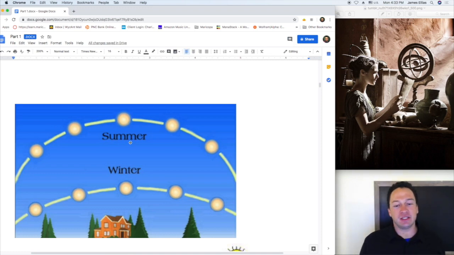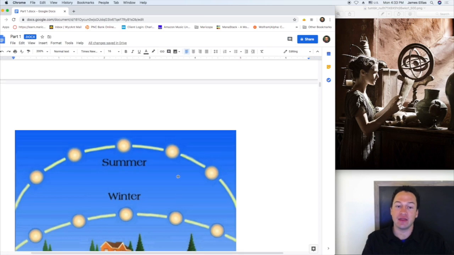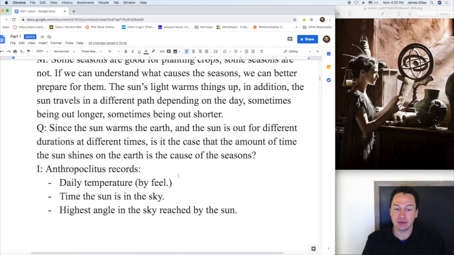Okay, so this is something that perhaps the older people in the tribe would be able to remember and notice. You can see that I took this picture from the internet because cavemen wouldn't have houses of this kind. But they would be able to notice this pattern, and so they would form a hypothesis.